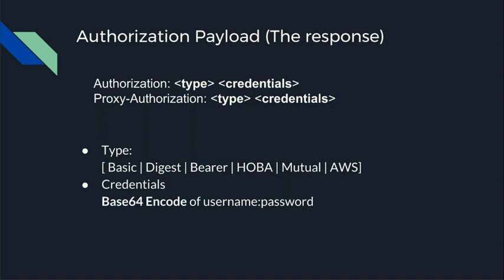For your request, you send the Authorization header, or the Proxy-Authorization header if it goes through a proxy, followed by the type of authentication and the credentials. The type of authentication, as we said before, can be basic, digest, or bearer, or other. And the credentials are a base64 encoding of the username followed by a colon and followed by the password.